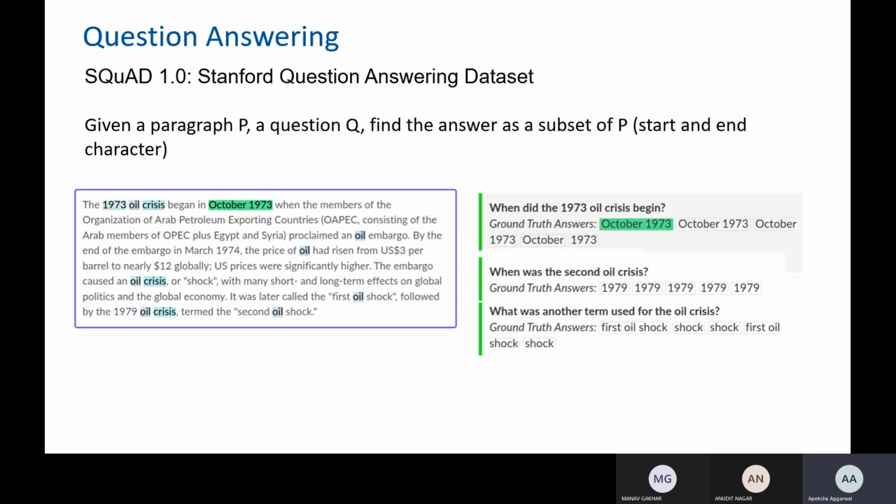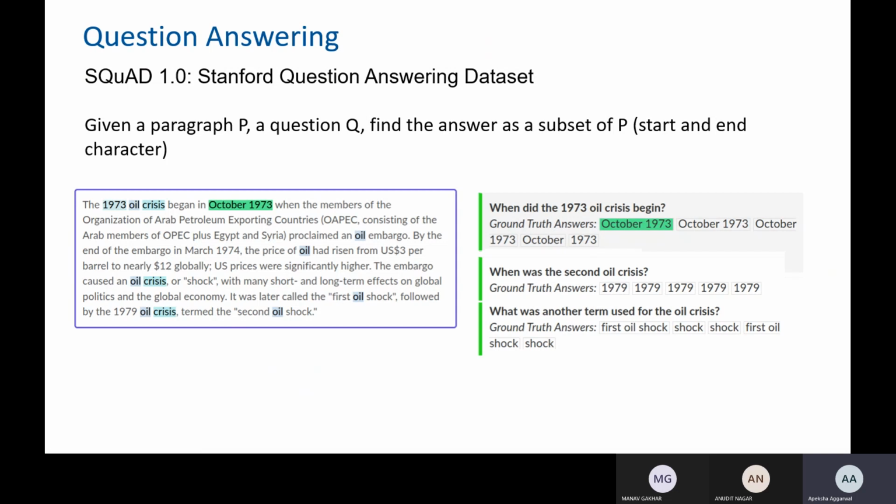This is an example of question answering, where you have the Stanford Question Answering Dataset: given a paragraph P, that is your context, and a question Q, you need to find the answer as a subset of P, with the start and ending character, of course. Suppose the question was, when did the 1973 oil crisis begin? And the ground truth answers were these. Then, when was the second oil crisis? So they are simply asking and generating the result. This is a simple example.